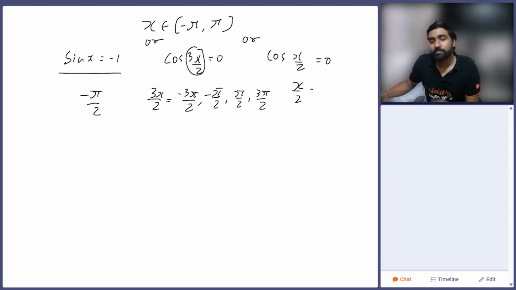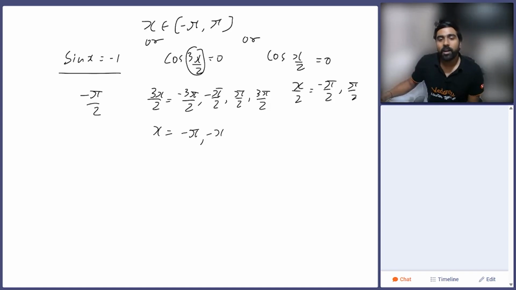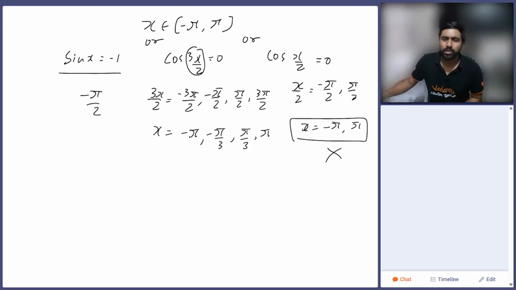Similarly, x by 2 also has to be an odd multiple. So where will I start from? Here I will have to start from minus pi by 2 and pi by 2. Only 2 values we are getting actually. So now if 3x by 2 is equal to these values, I can say x is equal to minus pi, or x is equal to minus pi by 3, or x is equal to pi by 3, or x is equal to pi. Over here, x will be equal to minus pi and pi. These are both solutions which are already accounted for in the first case, so we don't have to count them.